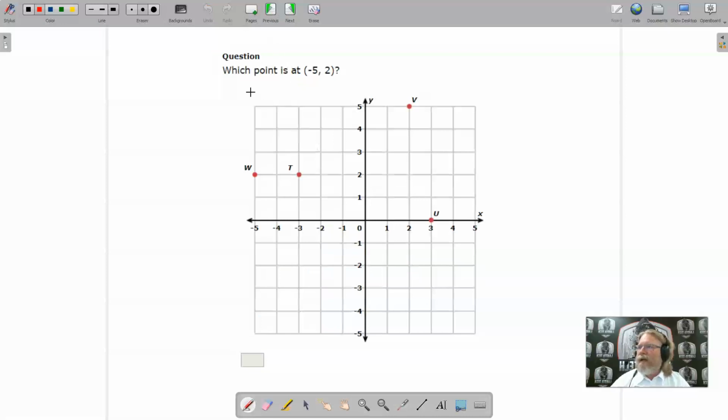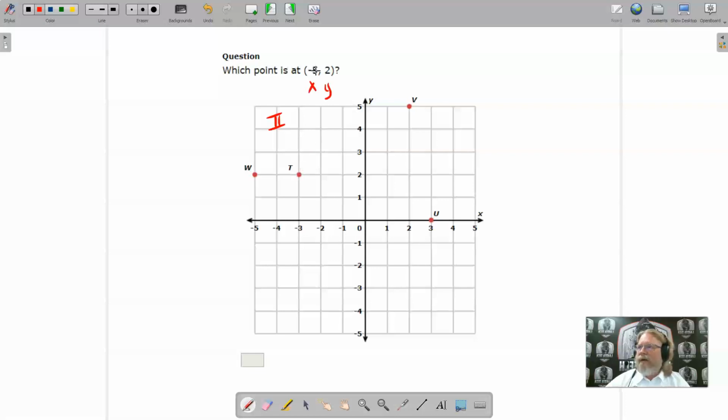Next line. Which point is at negative 5, positive 2? Well, x is negative, y is positive. So where x is negative and y is positive, we know we're looking someplace in quadrant 2, right? So it's going to be W or T.